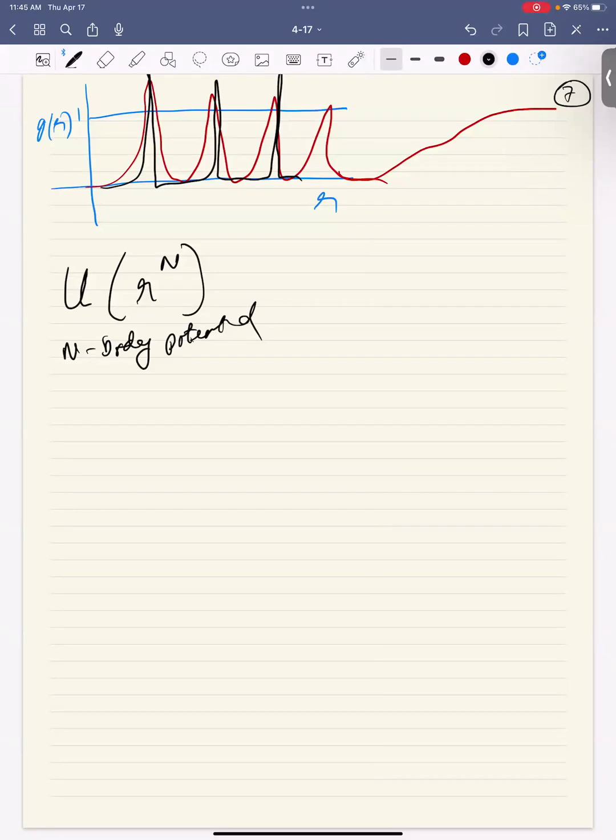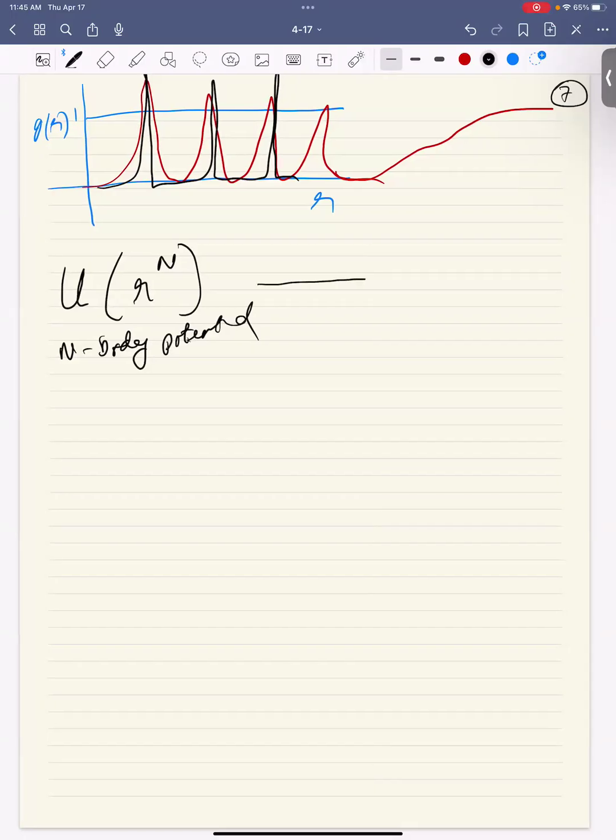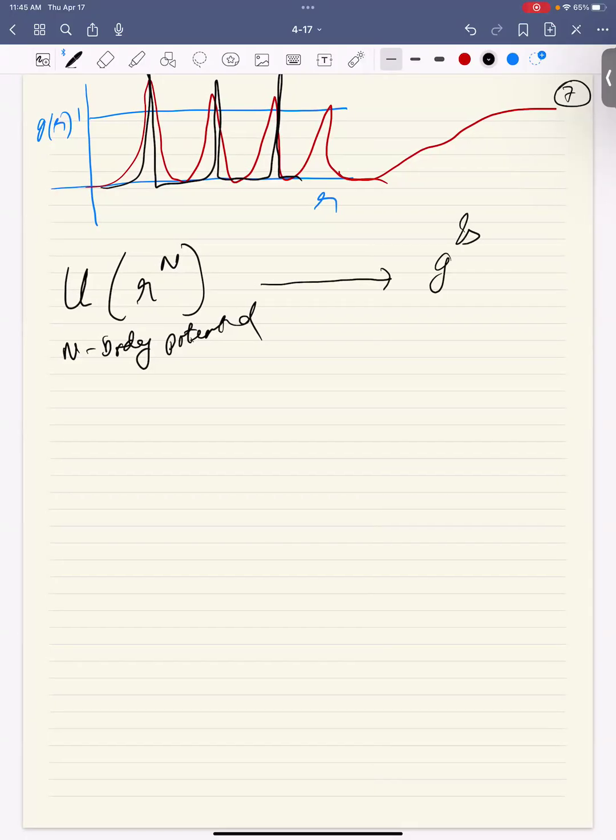Given U of Rn, can you have only one G of R, or will there be multiple possible G of Rs? Given this, is G of R unique? Think. Max, what do you think?